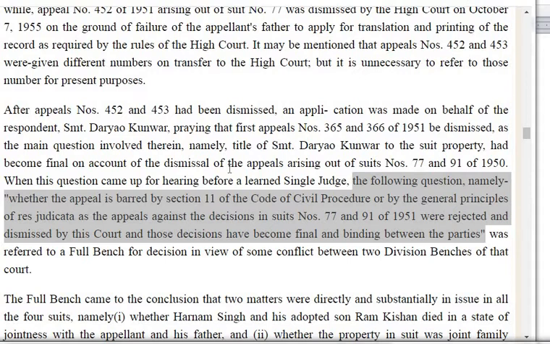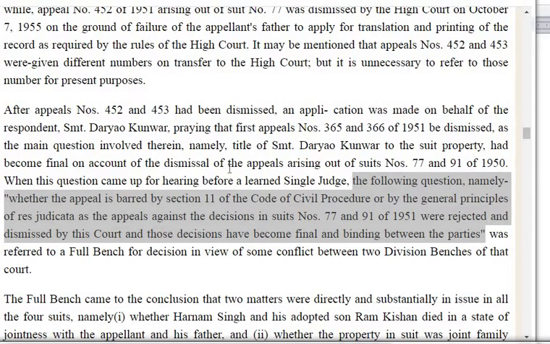Okay. Now suppose one appeal was dismissed on some technical ground. Suppose on the bar of limitation. One appeal is dismissed on some technical ground. The question is, if one appeal has been dismissed, now there is another appeal which is pending. Appeal 2 is pending. One appeal was dismissed by the court on some technical grounds.